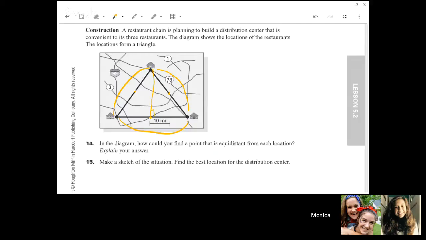I cannot draw a straight line. You guys know this. So we're going to draw all of these perpendicular bisectors. And then now where the perpendicular bisectors meet, let me go back again.